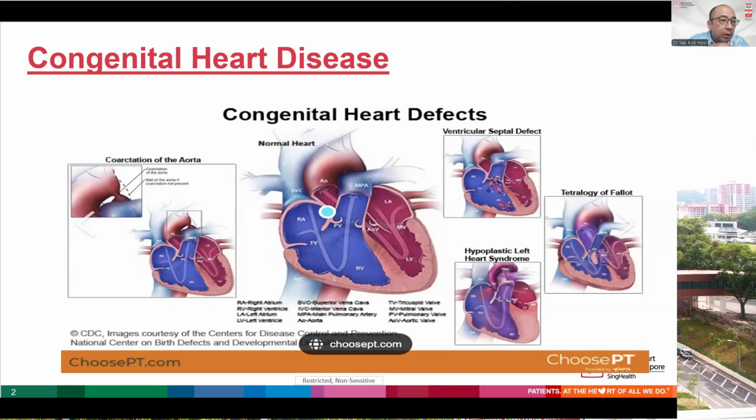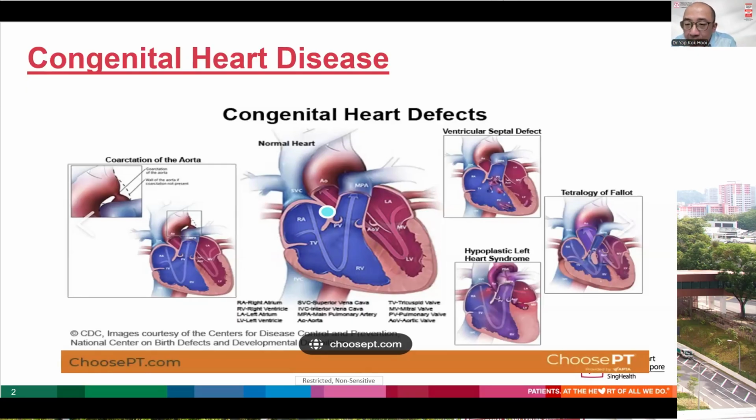To give you a few examples of congenital heart problems, it can be a simple problem like a hole in the heart. If you look at the right side, there's a ventricular septal defect. It means there's a hole between the blue chamber and the red chamber. If you have that problem, the blood will flow from the red side to the blue side, because the pressure on the left side of the heart is higher.